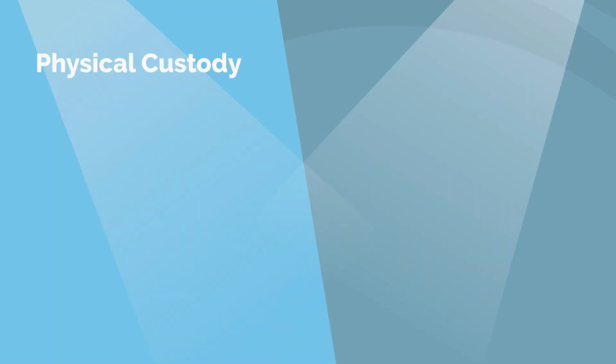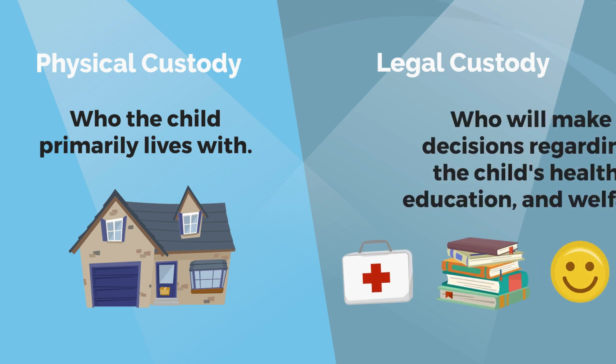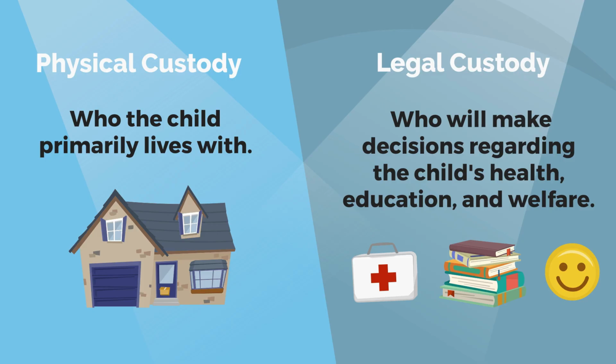There are two types of custody: physical custody and legal custody. Physical custody refers to who the child primarily lives with. Legal custody refers to the parent's right to make decisions relating to the child's health, education, and welfare.